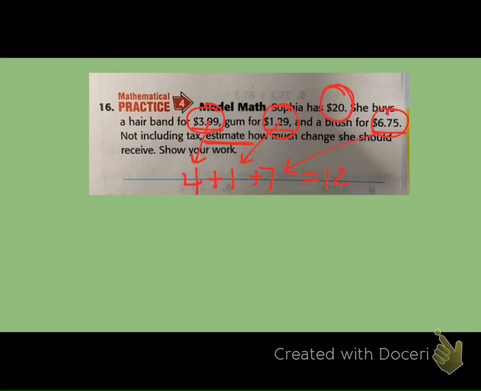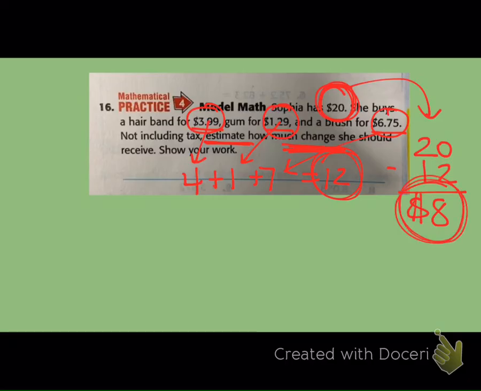But they're asking us about how much change did she receive, not how much it cost. So I need to take that $20 that she started with up here. That's how I'm getting my 20, and I'm subtracting that from 12, my estimated value over here. So she's going to have about $8 left when she gets done purchasing those items.